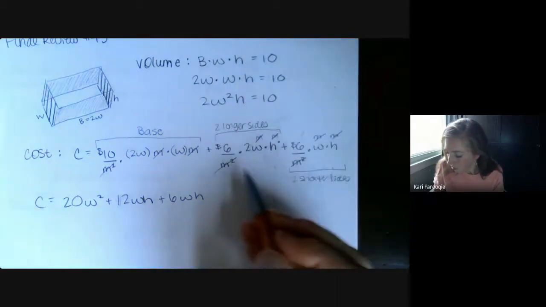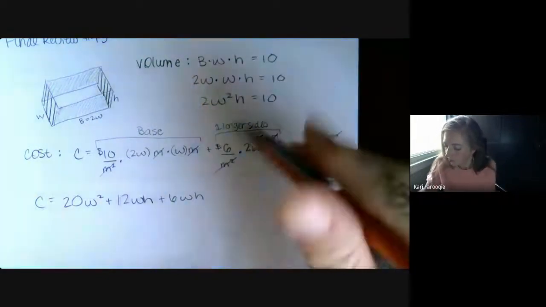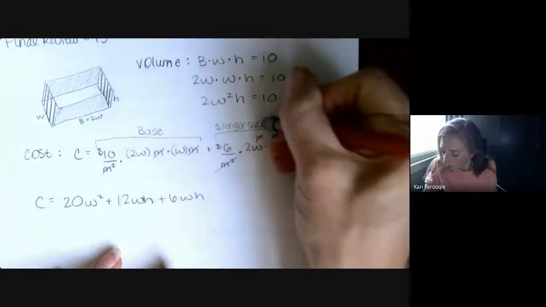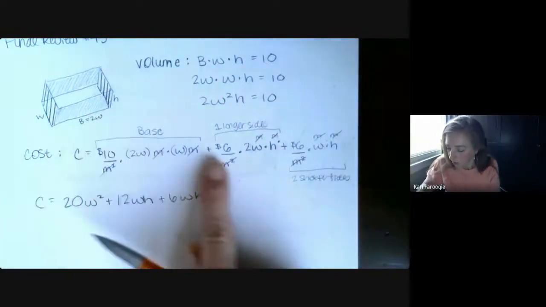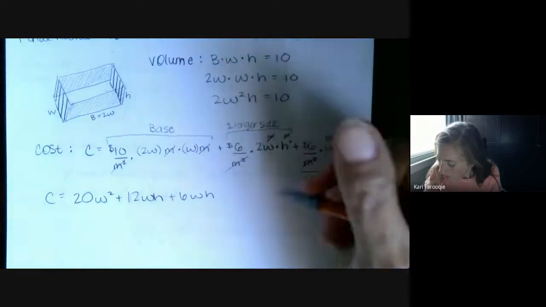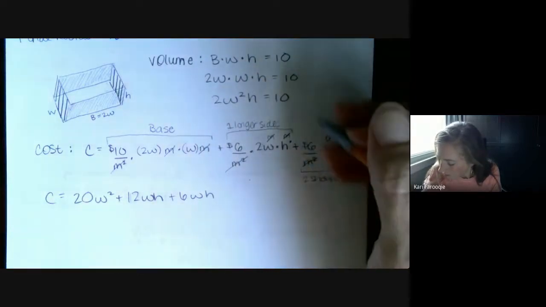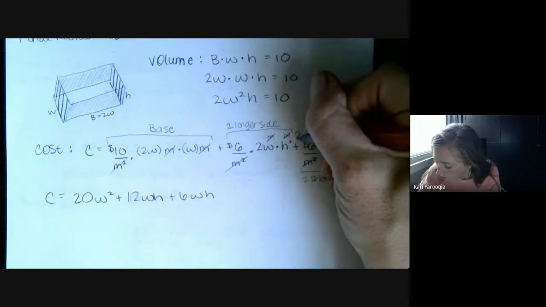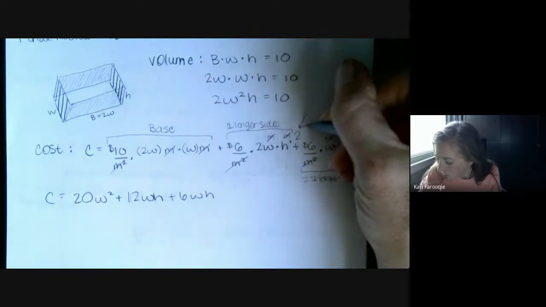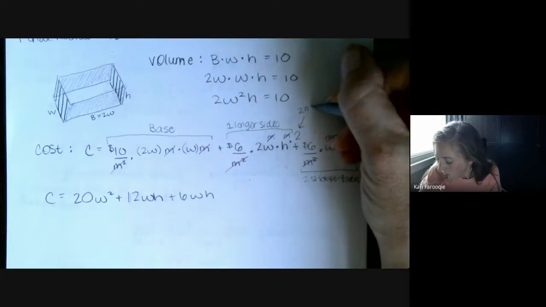So this was the length of 1 longer side. Here, how about this? We'll call this 1 longer side, and then it's got to get multiplied by 2. So if this is one of your longer sides, you have the cost times the length of the side times the height, and that gives you 1 of them. And then we're going to need 2 of them, so I'm going to multiply this by 2, and this will represent 2 of the longer sides.